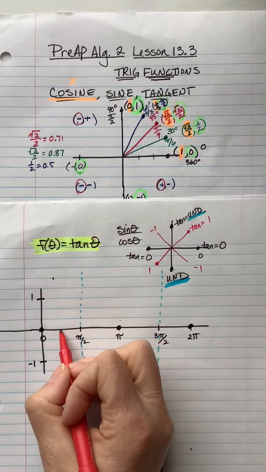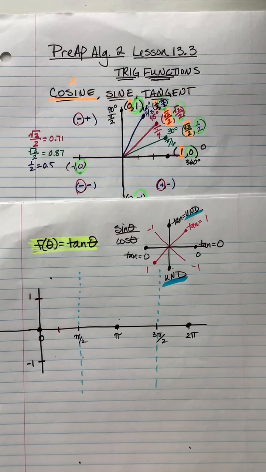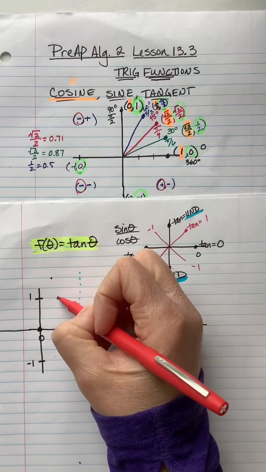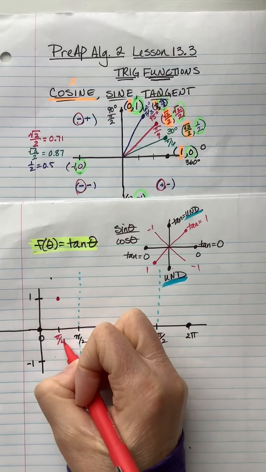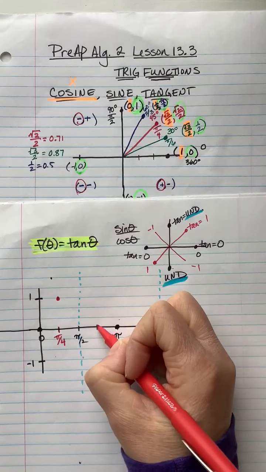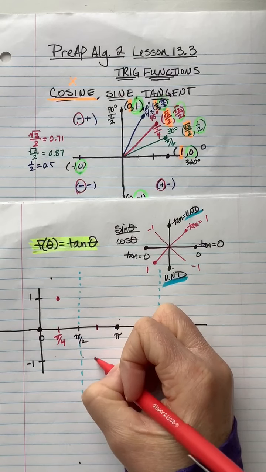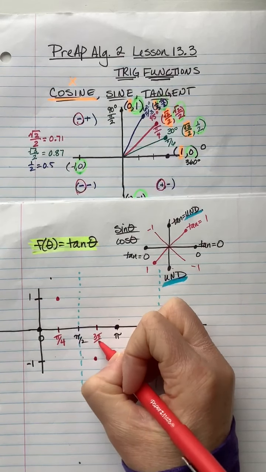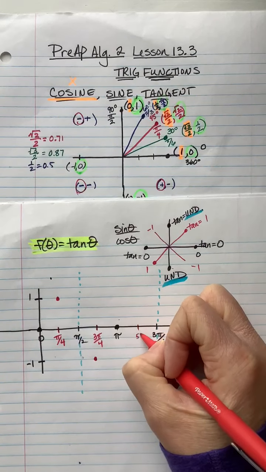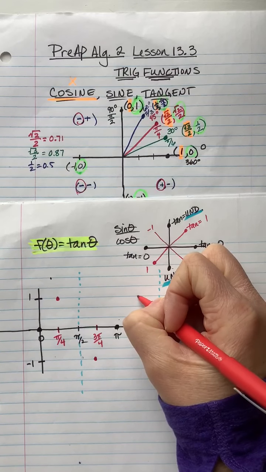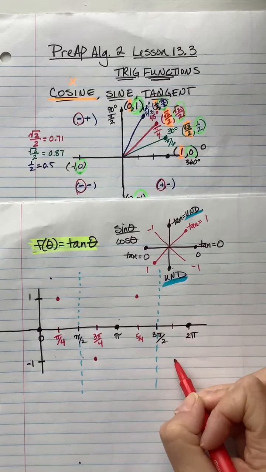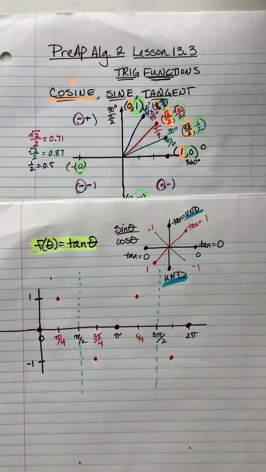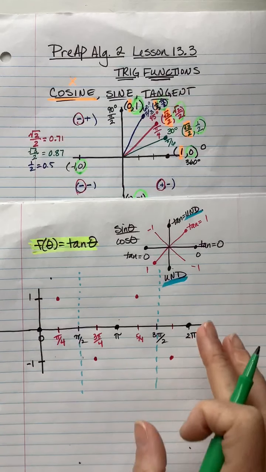What about at pi over 4? So at pi over 4, the tangent is going to be up here at 1. At 3 pi over 4, the tangent is going to be down here at negative 1. At 5 pi over 4, tangent's going to be back up here at 1. So you can see this pattern, 1s and negative 1s. Kind of awesome.